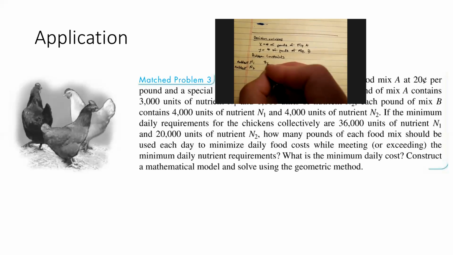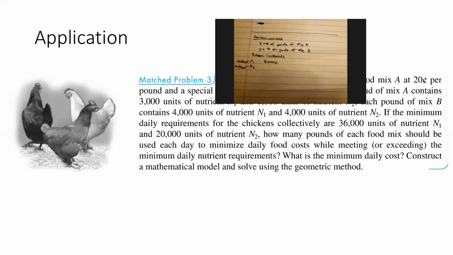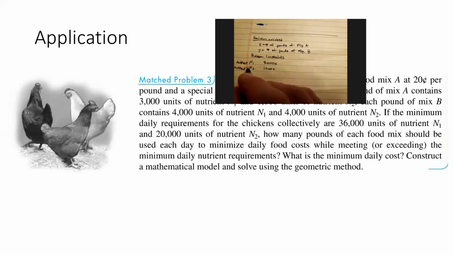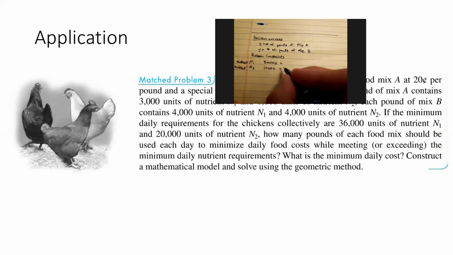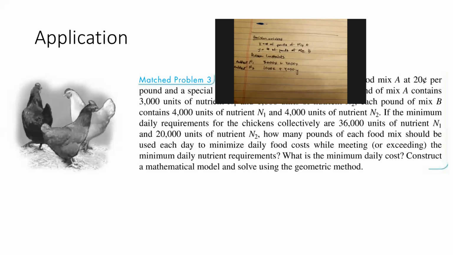Mix A provides 3,000 units of nutrient N1 and 1,000 units of nutrient N2. And then y, the number of pounds of mix B, provides 4,000 for x and 4,000 for y. Now, keep in mind, this is really important that you don't mix these up and switch these around. So it might be good for you to draw a table first to do this. Now, we're going to say less than or equal to, right?